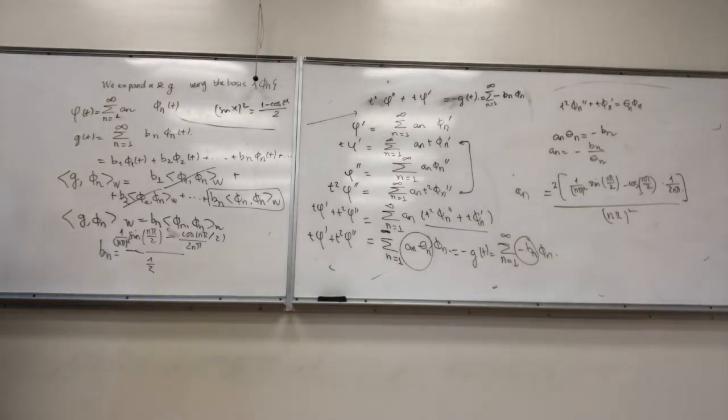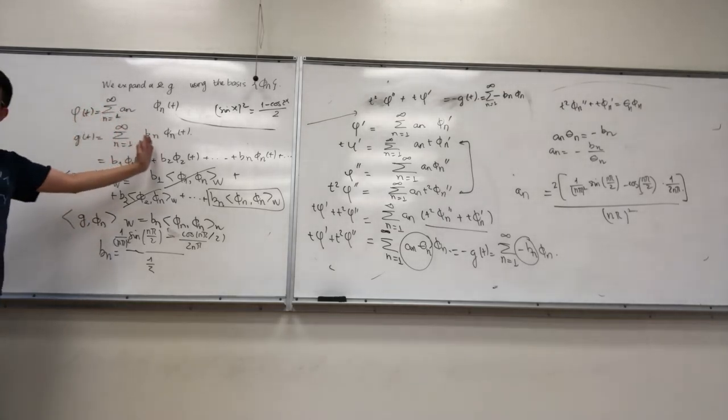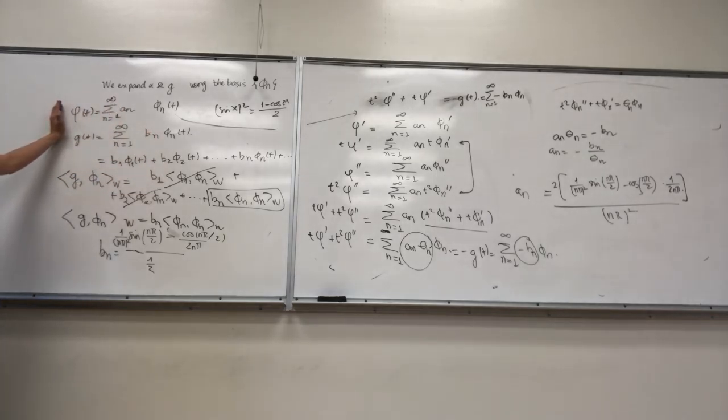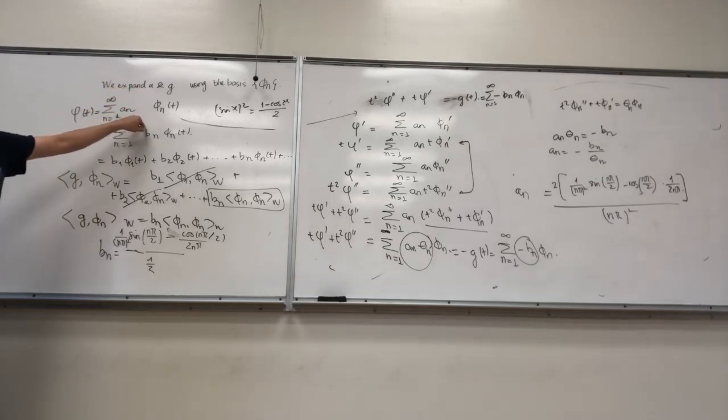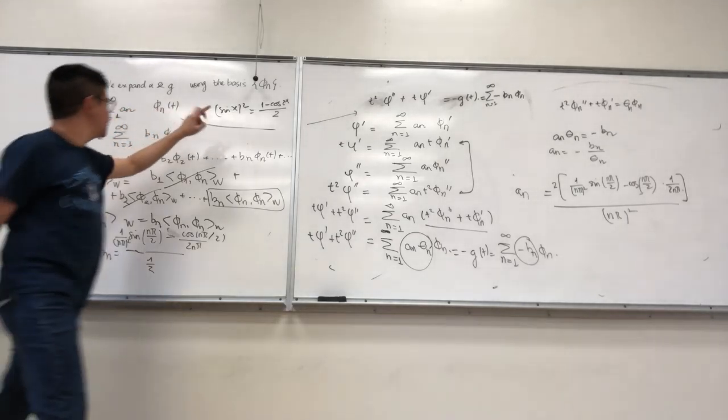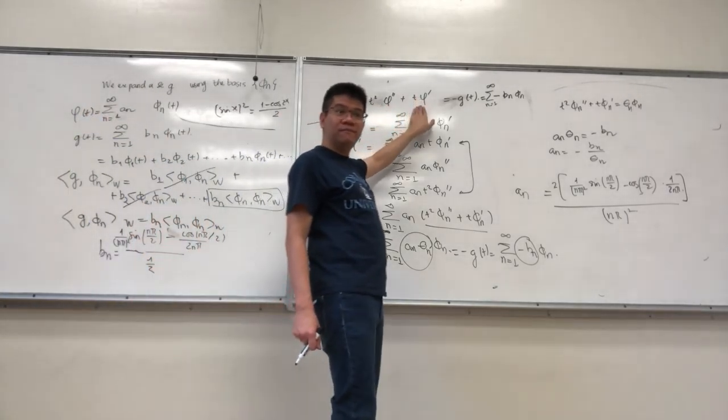Right. So I explain again. After I expand g of t, I have all of the coefficients b_n. So the idea is again to expand phi of t, and we compute the coefficient a_n. So how do we compute the coefficient a_n? I just have to plug everything back into this form.